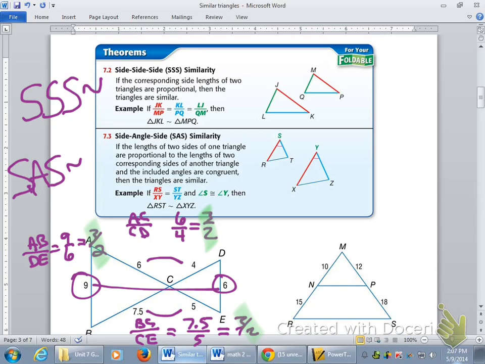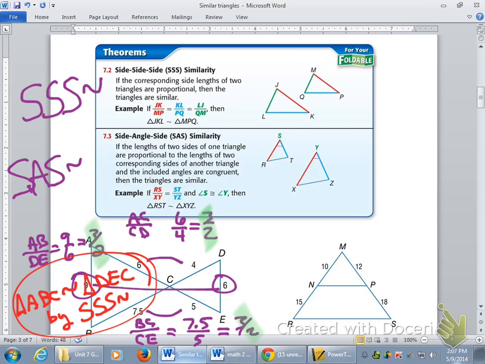I would say, okay, let me change colors here, but you're right. Triangle ABC is similar to triangle, match them up. DEC by what? Side, side, side similarity. Okay, you just showed that all three sides are proportional. Now that takes more time than congruence, doesn't it? Okay, because you have to show all those ratios.